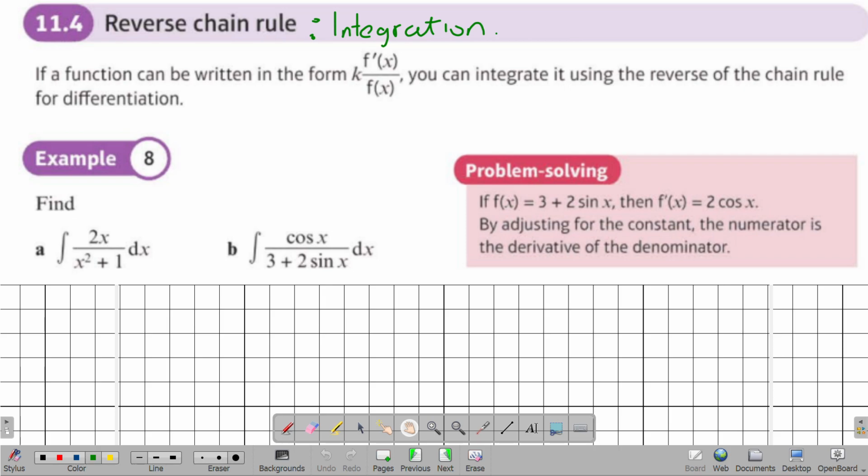Hello everyone. Today we are looking at an integration technique called the reverse chain rule. This technique is based on your understanding that integration is an inverse operation of what we call differentiation. So when we are integrating, we are reversing what we have done by differentiating, or vice versa.